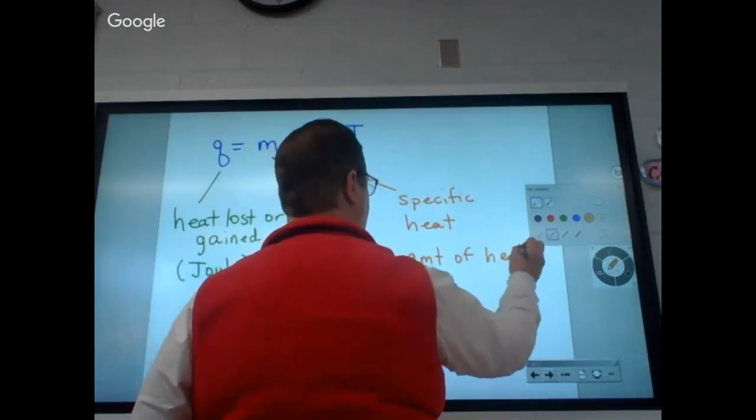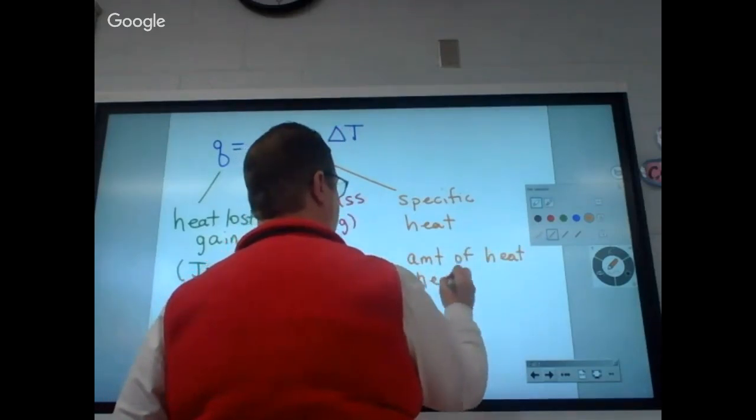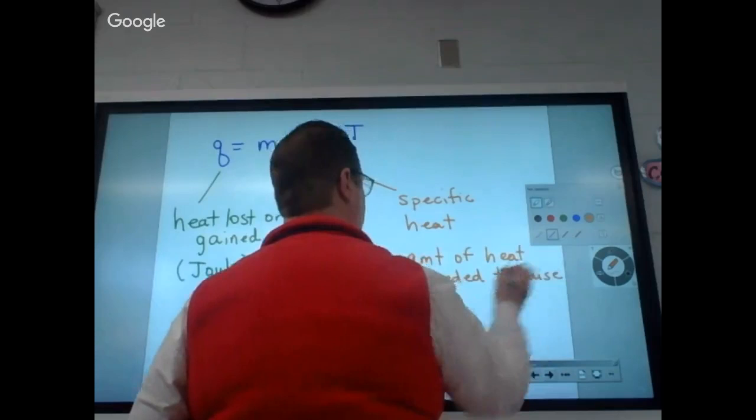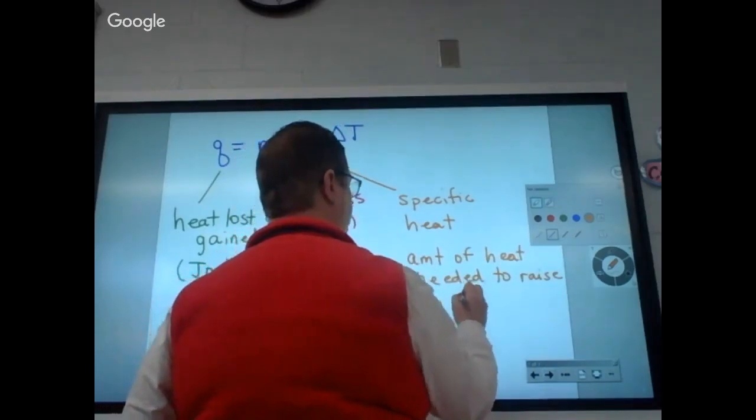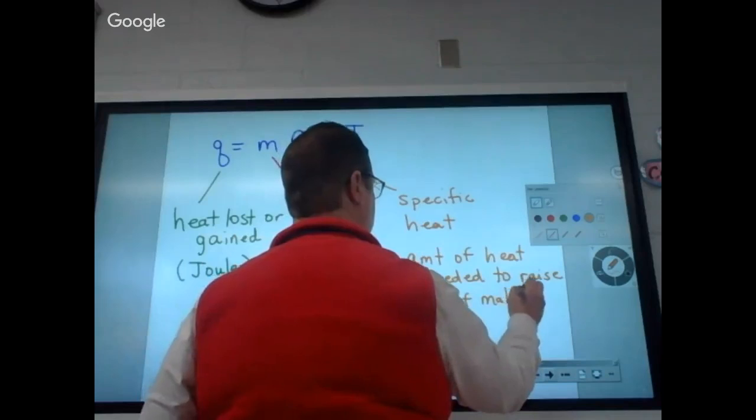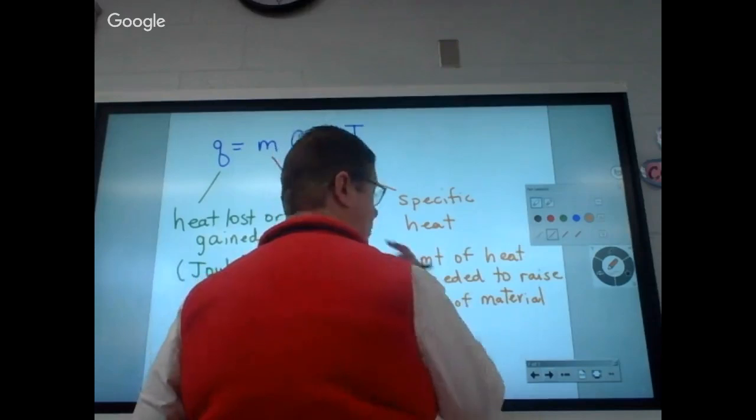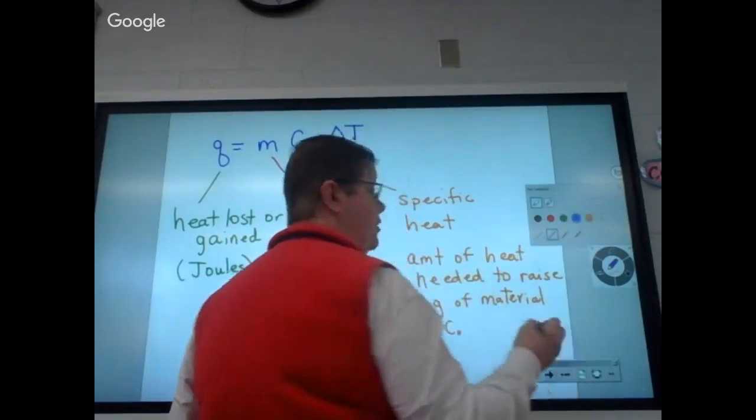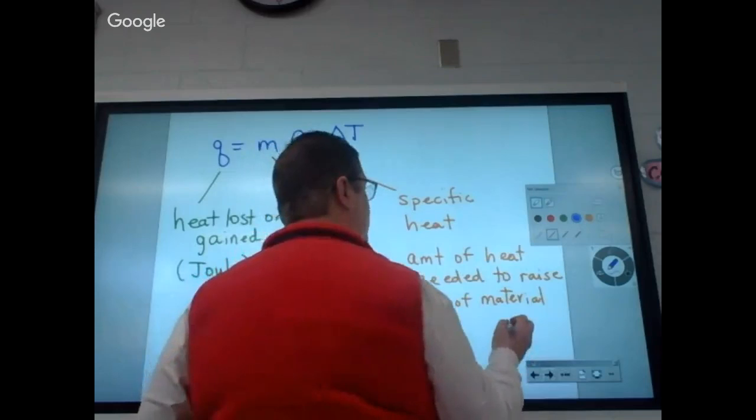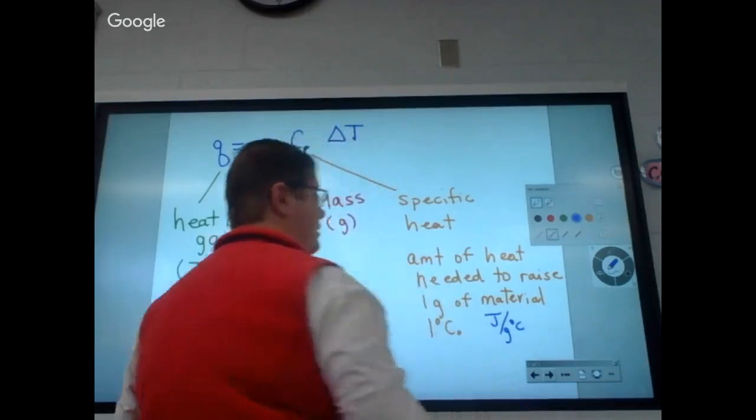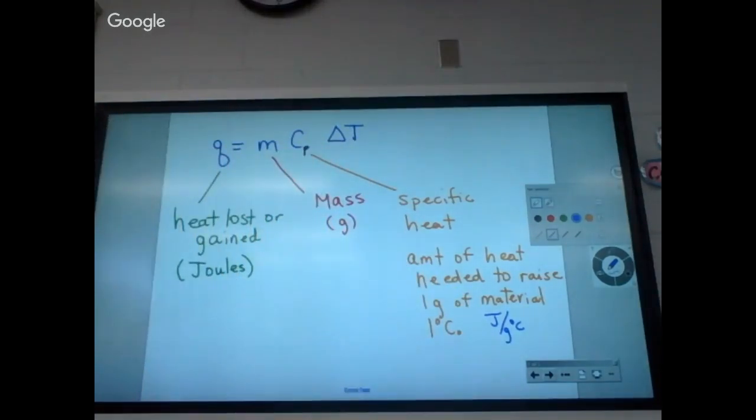Cp stands for specific heat. It's the amount of heat needed to raise 1 gram of material 1 degree Celsius. I will talk about what specific heat is in just a minute. Now, its unit is joules over grams degree Celsius. The nice thing about Cp's unit, if you forget it, is I'm going to show you how to find it on your orange chart.